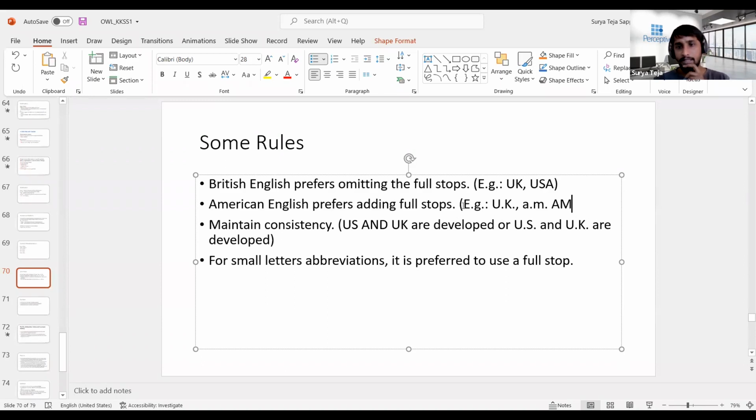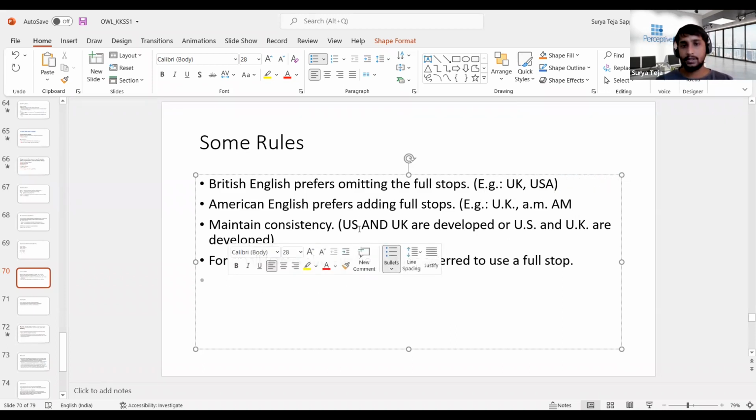Even if you see e.g. here, which is actually a Latin abbreviation, e.g. means exempli gratia, which in English we call as example. In Latin it is called exempli gratia. So if you see here, I have put a full stop next to the E and G, because they are small letters. And there is one more important rule.